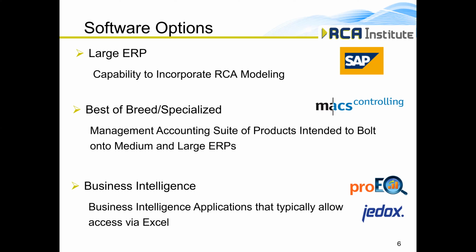BI modeling. What's listed up here is a product called ProEO. It's an RCA framework done on a business intelligence software known as JDocs, and RCA member company Altavia has ProEO, which is the RCA template on that JDocs BI software. So those are your primary options for doing RCA.